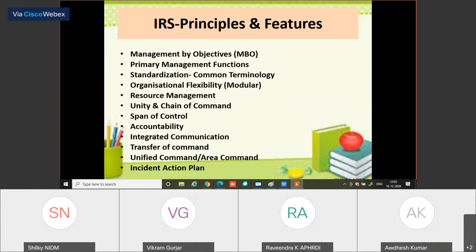Then we have unity and chain of command, because unless we have unity and chain of command, we cannot have fruitful, desired or effective results, because in the absence of any command system, we'll have a chaotic situation. So we know who is the boss, who will report to whom, and how orders will flow from whom to whom. And span of control, as we all know, clearly indicates, if you remember the organization chart, that under logistics, planning, and operation sections, we have certain branches and certain units.